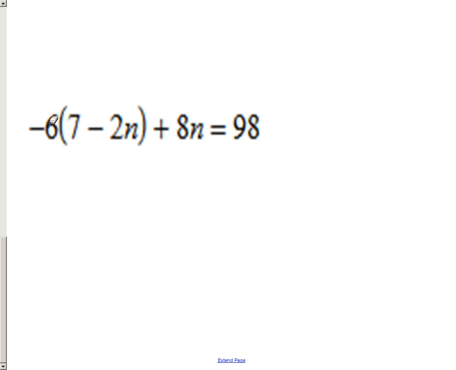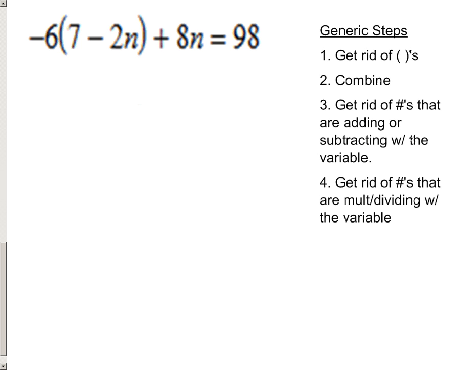So again, here's our last equation. I even brought the rules back down so we could see it. Okay, first thing, get rid of parentheses. Well, there's some parentheses, so negative 6 times 7 is negative 42. And negative 6 times negative 2n is positive 12n. And everything else just drops straight down exactly where it's at. So got rid of that.